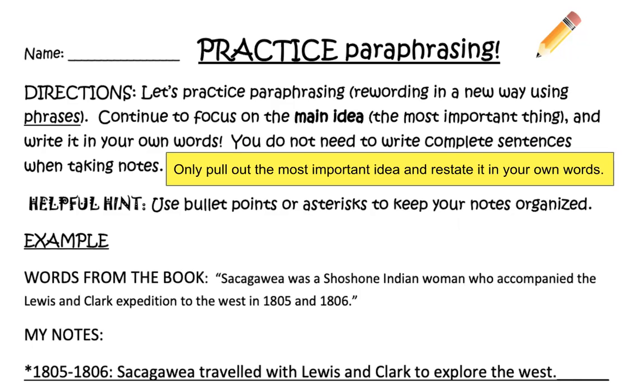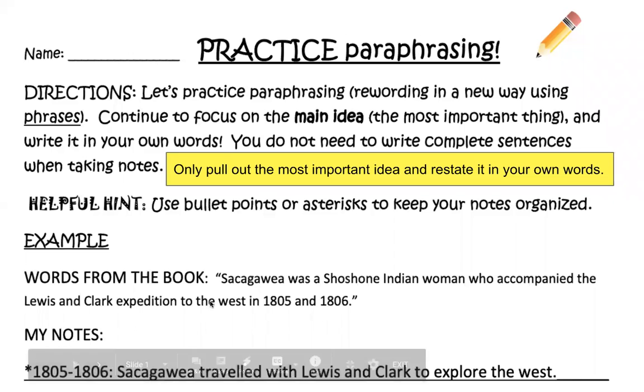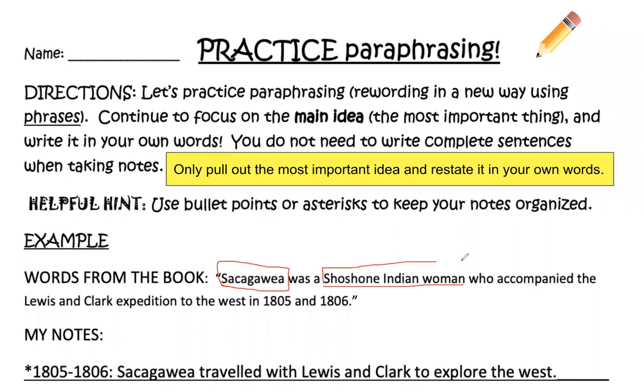So I know that this sentence, I always want to look for a who. In this case, it's Sacagawea. So I know that my sentence is mostly about, if I said, who is it about? Sacagawea. Who is Sacagawea? Well, she's a Shoshone Indian woman. Okay. And what did she do? She accompanied the Lewis and Clark expedition to the West in 1805 and 1806. So really all I did was I just asked myself the 5 W's.